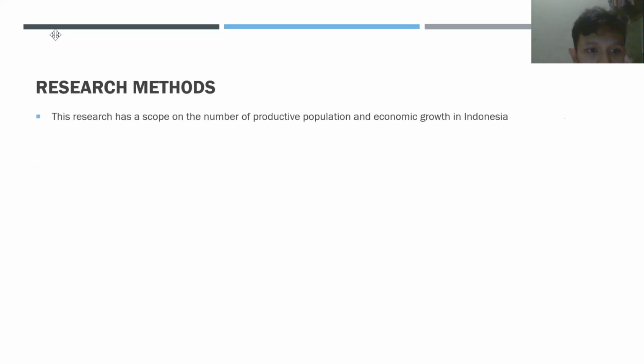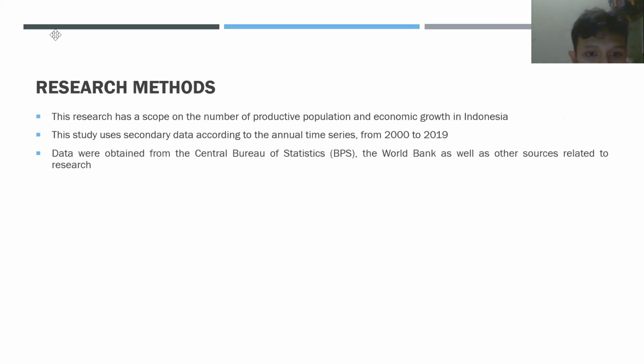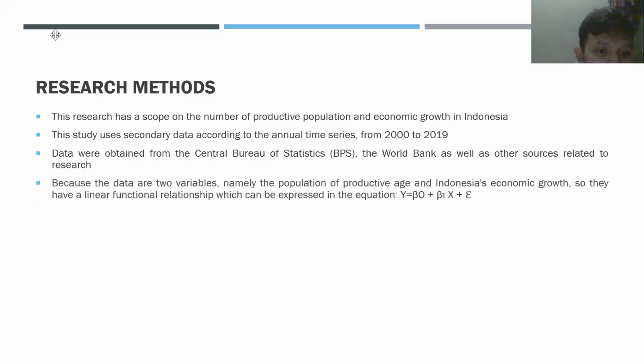Research method. This research has a scope on the number of productive population and economic growth in Indonesia. And this study used secondary data according to the annual time series from 2000 to 2019. Data were obtained from the Central Bureau of Statistics or BPS, the World Bank, as well as other sources related to research. Because the data are two variables, number of productive population in Indonesia and economic growth in Indonesia, namely the population productive age and Indonesia economic growth, they have a linear functional relationship which can be expressed in the equation.